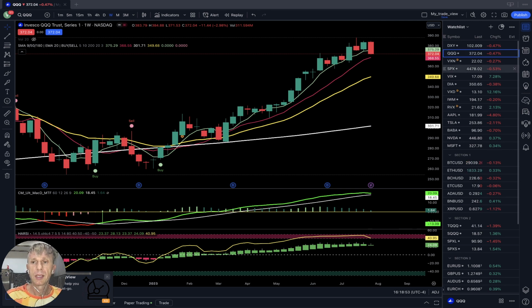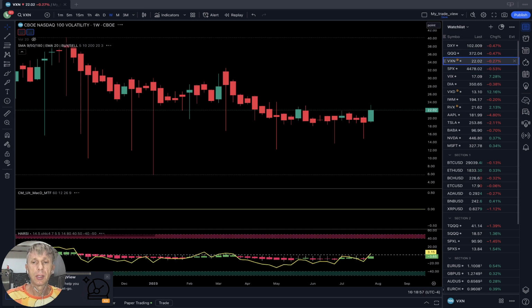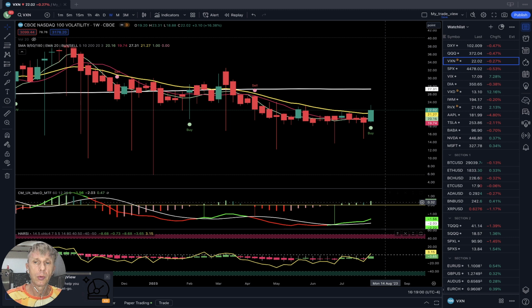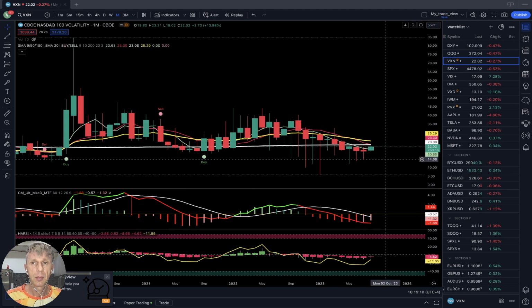Now let's move to SPX. Volatility indexes, let's see volatility indexes. Weekly, it's already turned to bullish. Looks like they did a reversal, a bullish reversal, it's negative for Qs. Monthly, it is still bearish, right? Monthly, it is still bearish.